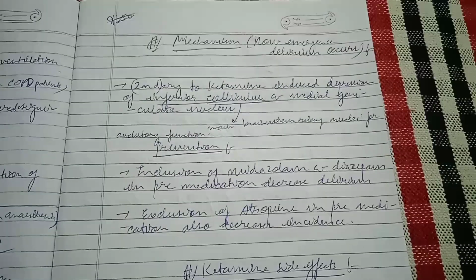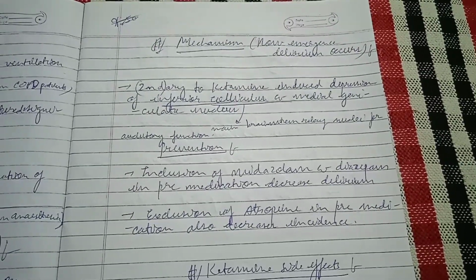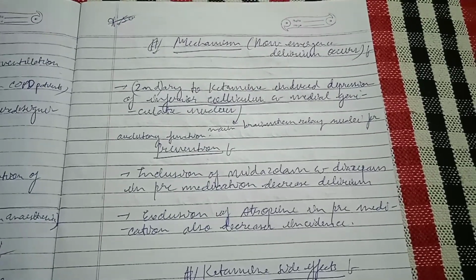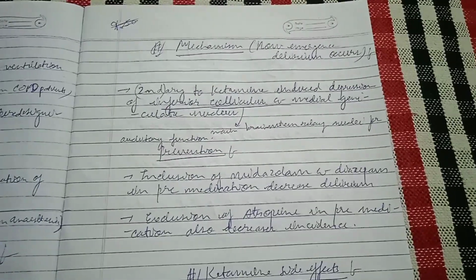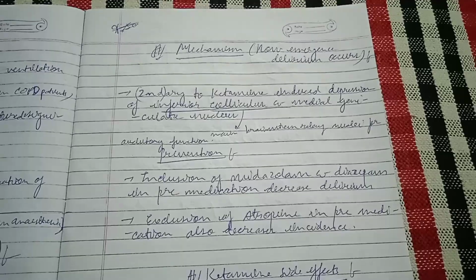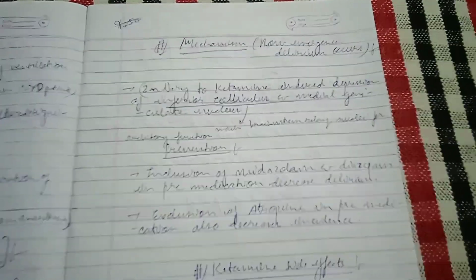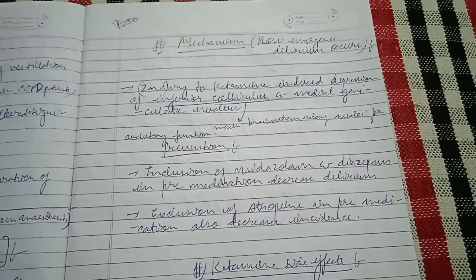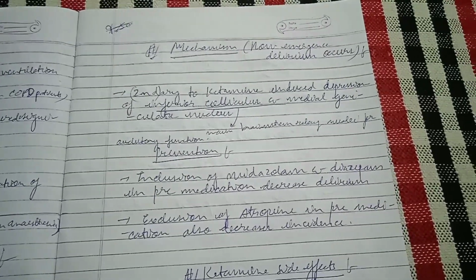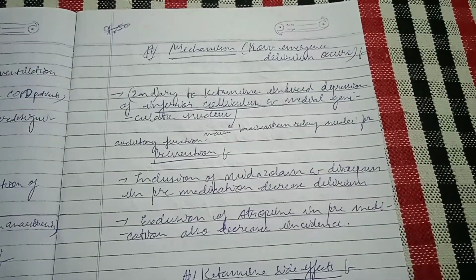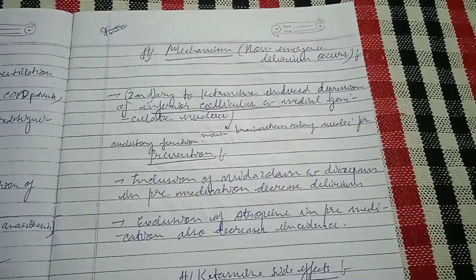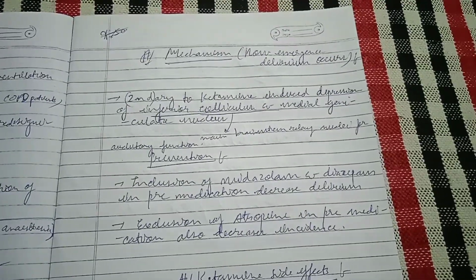Now the mechanism of how emergence delirium occurs. It is secondary to ketamine-induced depression of the inferior colliculus and medial geniculate nucleus. Now the prevention, how it can be prevented. Inclusion of midazolam and diazepam in pre-medication decreases delirium, and exclusion of atropine in pre-medication also decreases incidence.